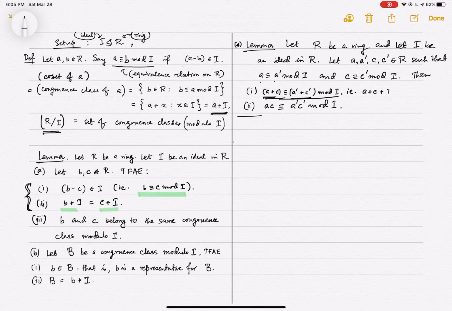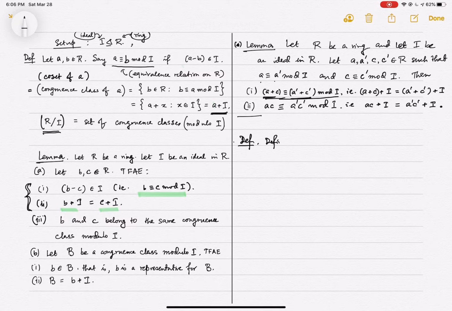a plus c plus I, the coset of a plus c, is the same as the coset of a prime plus c prime. And the coset of ac is the same as the coset of a prime c prime. And this version will be better suited for what's coming. So given all this, now I'm ready for the definition.